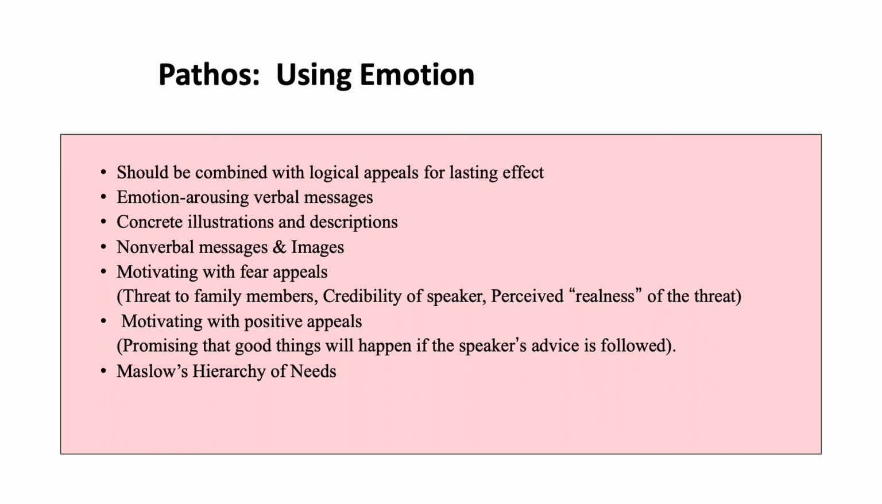Motivating with positive appeals: good things will happen to you if you agree with me, if you do what I'm advocating, if you participate, etc. And so those are also usually based on emotion. And then you can use people's needs to reach them emotionally. Some of you have heard of Maslow's hierarchy of needs. You'd get that in psychology or sociology. So let's take a look at how that looks and works as we finish up how to use pathos.